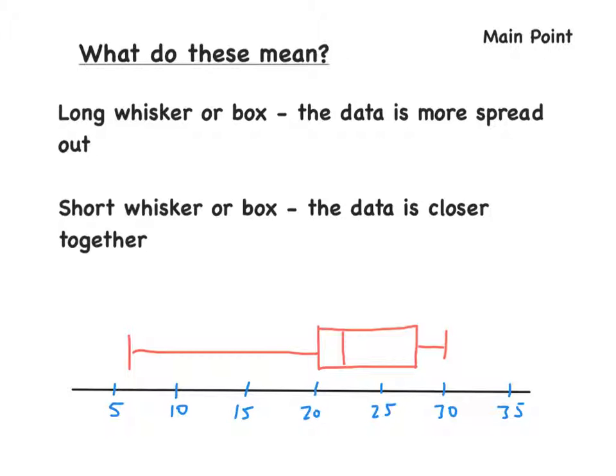So, for example, right here, in this little box, this is 25% of the points. It looks like this would go to about 22. So 25% of the points fall in between about 20 and 22. 25% are right in between here. So that means the data is closer together.